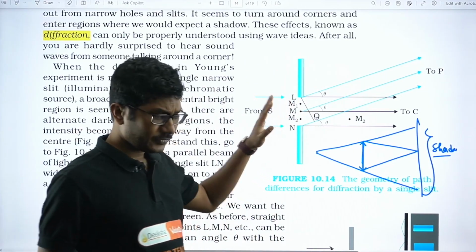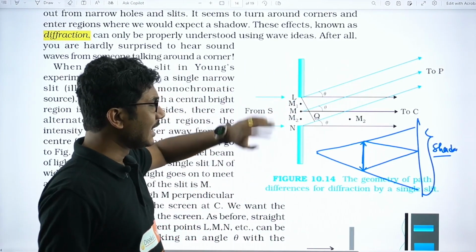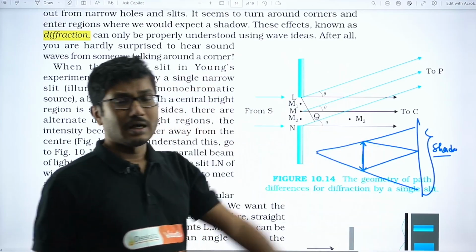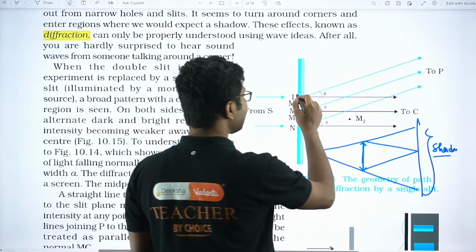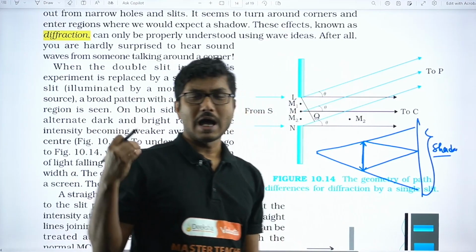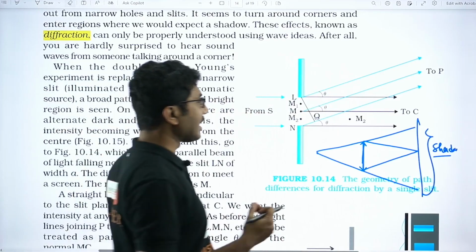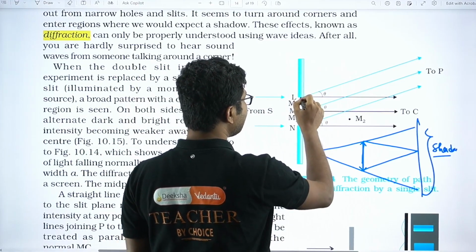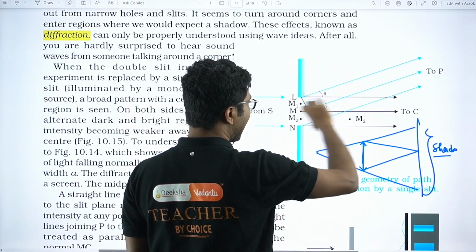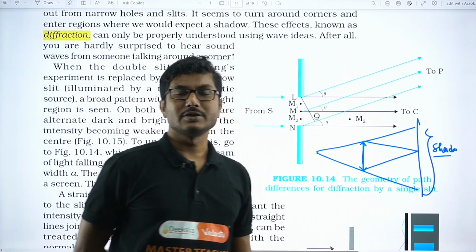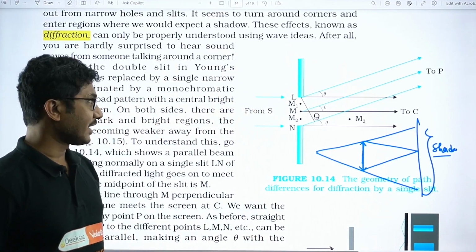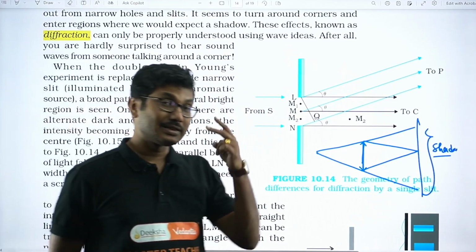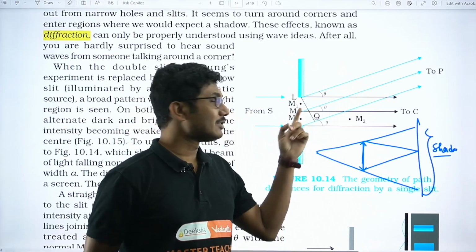Here what we do, instead of using a sharp object, is use a small and sharp opening. So here we have similar things. This is a sharp edge, this is a sharp edge, and we have a small opening. This is called single slit diffraction. Young's double slit uses 2 slits. Here it is only 1 slit.